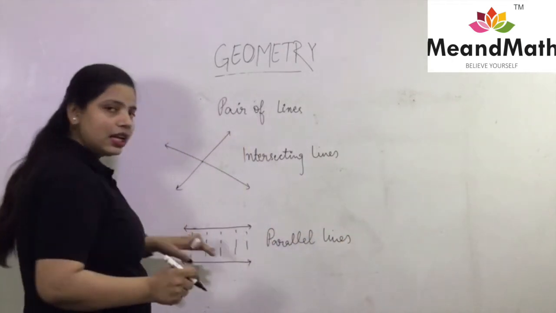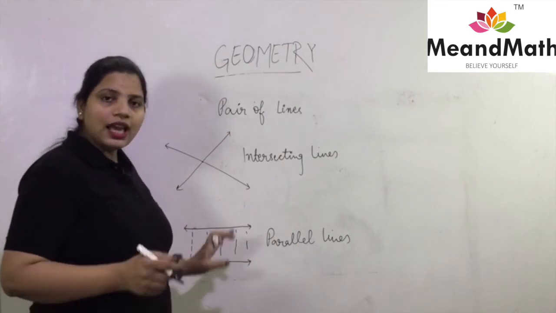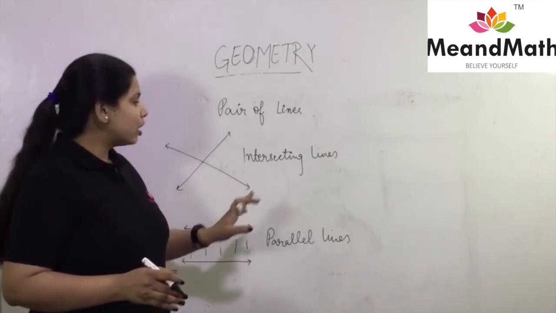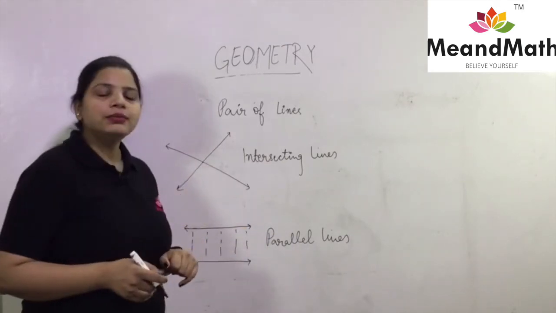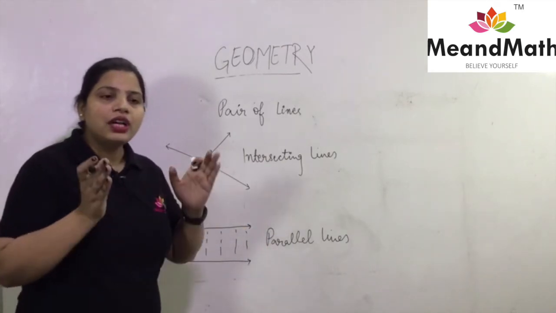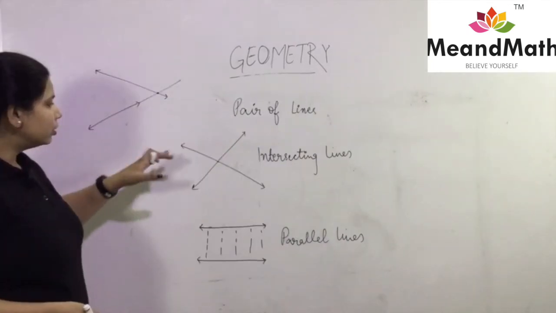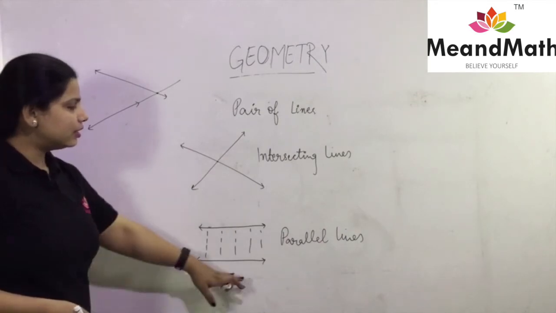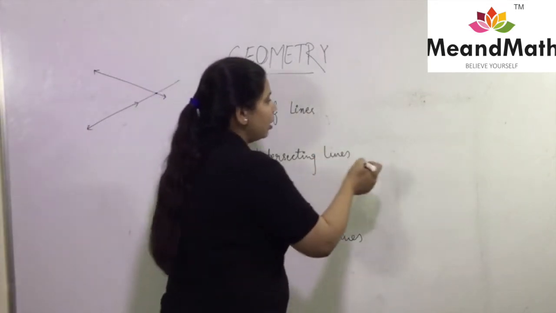So what are parallel lines? Lines with equal gap are called parallel lines and they never meet. Intersecting lines are lines which meet at some point and they have different gap, a difference of gap between them. So this is intersecting line. This is parallel lines.